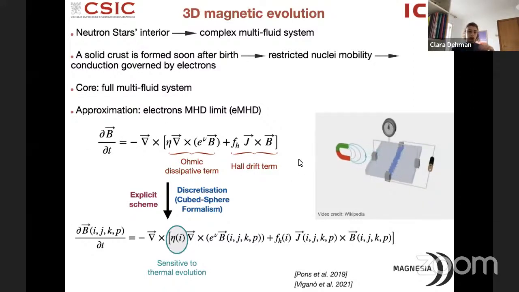Now, we have this equation as a continuous equation. In order to solve this equation numerically, we need to discretize it. So basically, we discretize it in terms of these cubed sphere coordinates. So we see here kind of 4 dimensions.